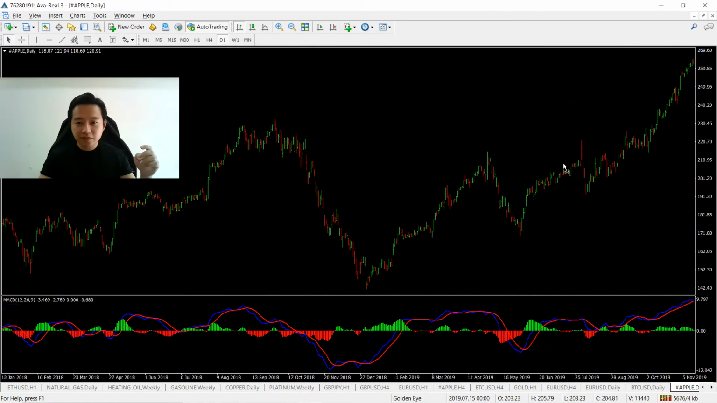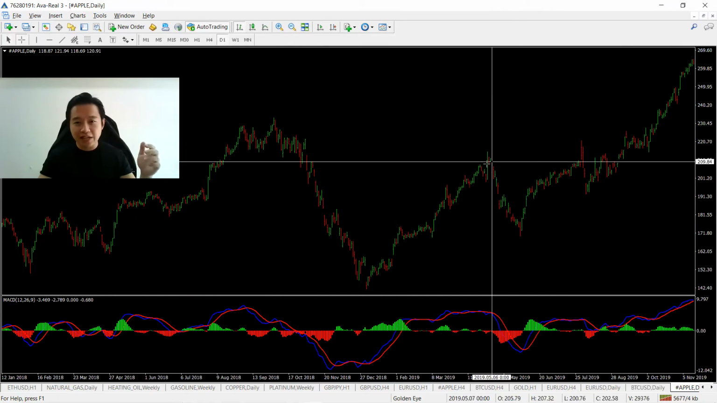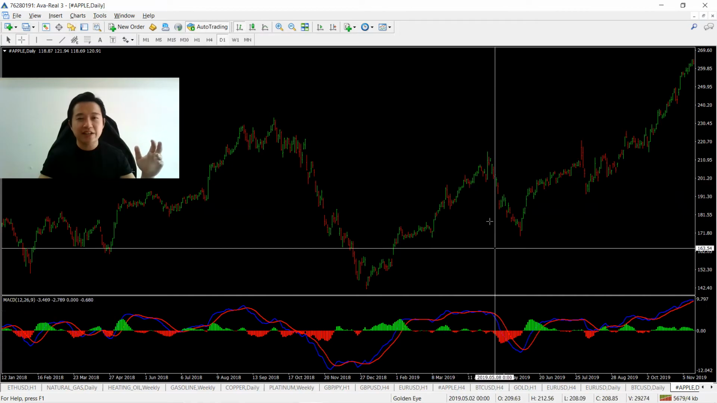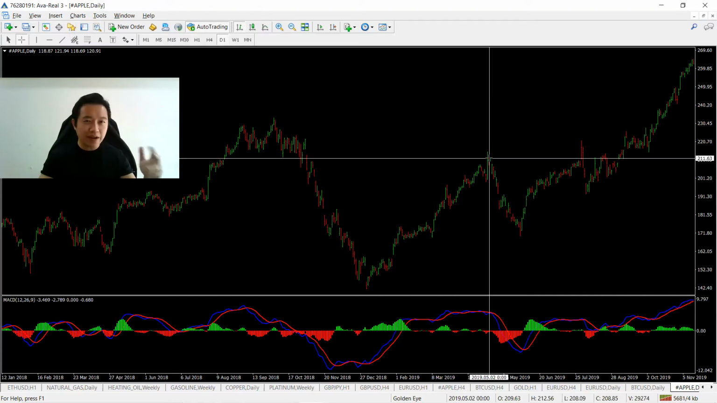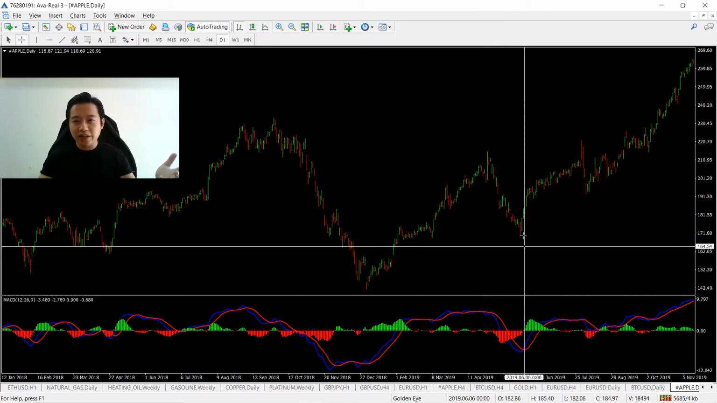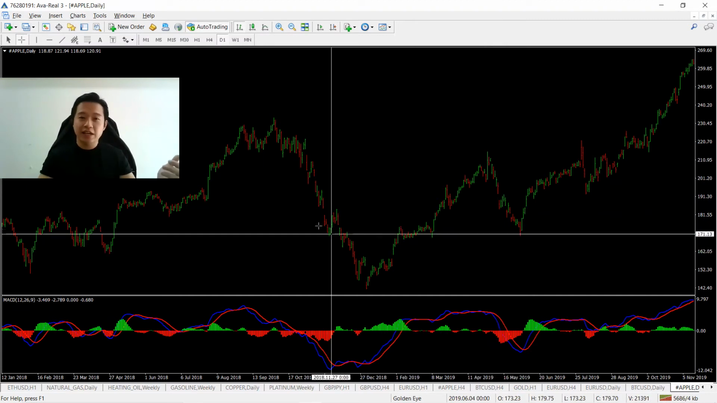Let's say here, this was nice, but along the way you can see a lot of false crossings, right? So you need to learn how to identify the false crosses. Let's just say you entered over here and then you got out here. So that was all right.